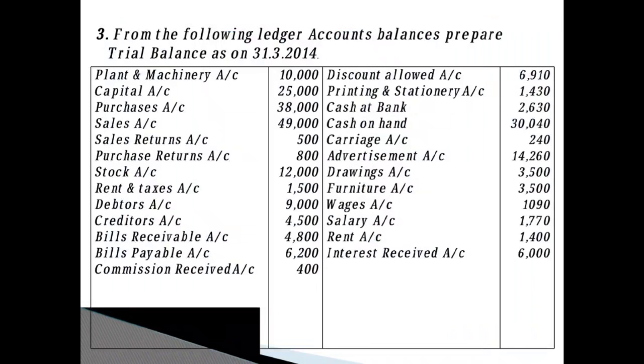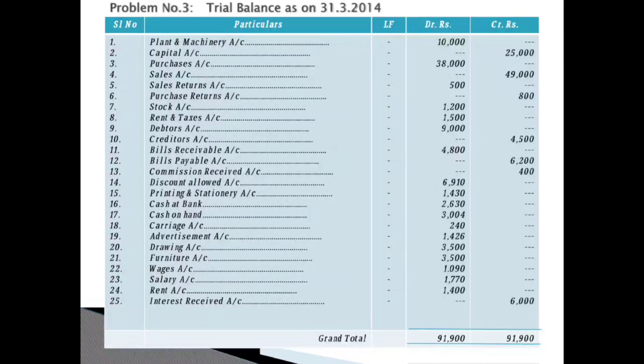Okay, the next you have discount allowed account 6,910. Now we have allowed the discount here. Okay, so when we allow the discount, it is a loss for us, so which shows debit balance. So we have recorded in a debit column. See, right, discount allowed. Okay, 6,910, which we have recorded debit column. Where you are having 14th one, discount allowed account, debit column we have recorded 6,910 rupees.